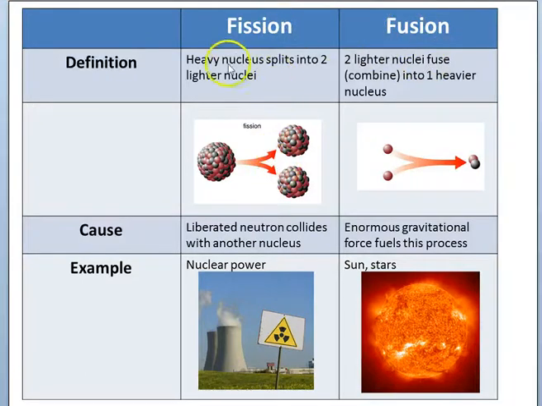Let's start with fission. Fission happens when a heavy nucleus splits into 2 lighter nuclei. This is the process that happens in a nuclear power plant, and this is the picture of the nucleus that's being split into 2 nuclei. Understand that the red and the black inside this nucleus, those are protons and neutrons. We know those are in the nucleus.